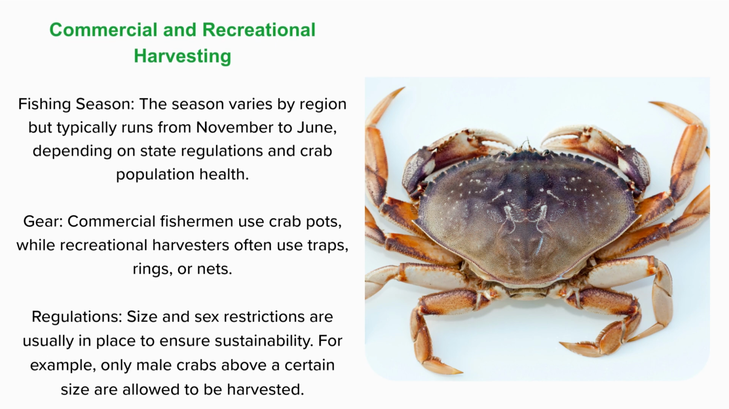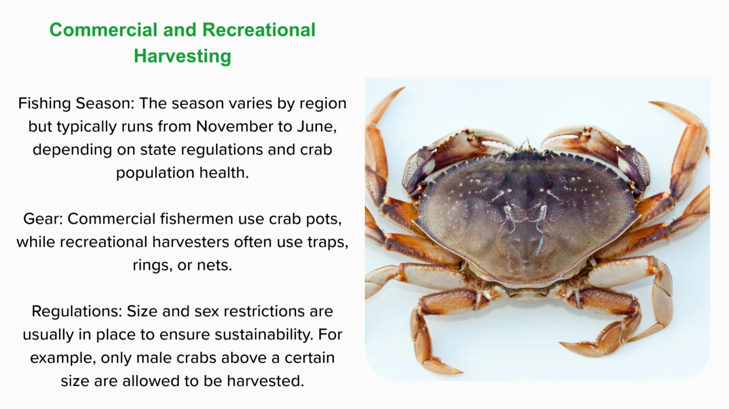Commercial and recreational harvesting. Fishing season: the season varies by region but typically runs from November to June, depending on state regulations and crab population health. Gear: commercial fishermen use crab pots, while recreational harvesters often use traps, rings, or nets. Regulations: size and sex restrictions are usually in place to ensure sustainability. For example, only male crabs above a certain size are allowed to be harvested.